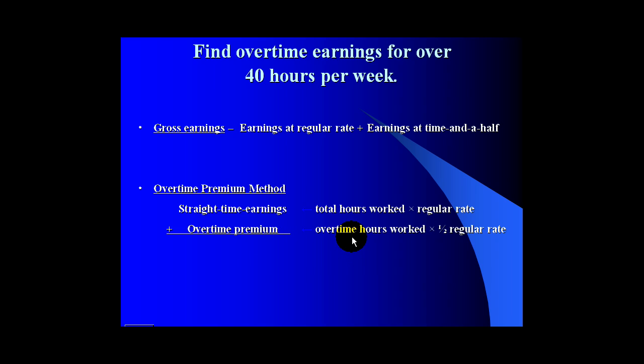The overtime premium is calculated by the overtime hours worked times 1/2 the regular rate. The sum total of these two things will give you the gross earnings using the overtime premium method, which is much different from the earnings method. And last, there's the daily overtime method, and it's overtime earnings for over 8 hours of work per day.